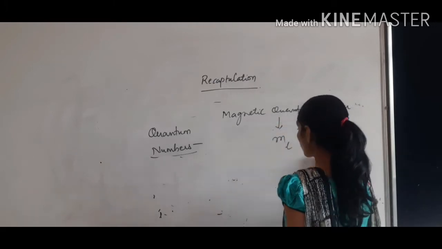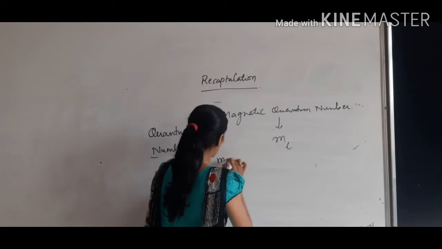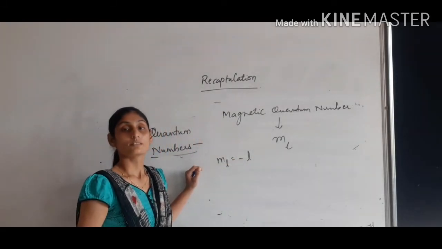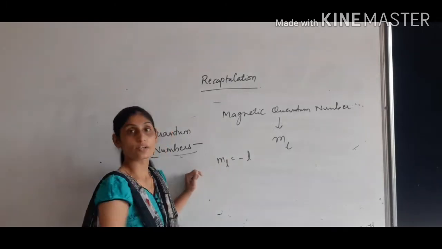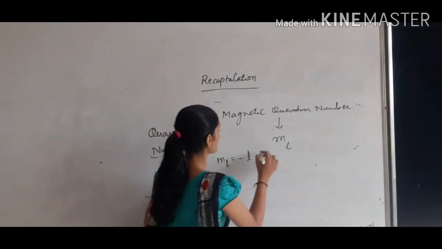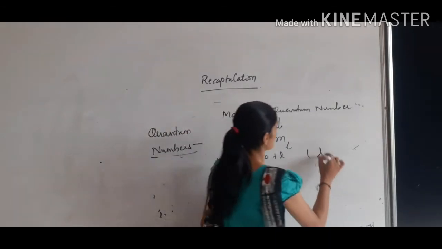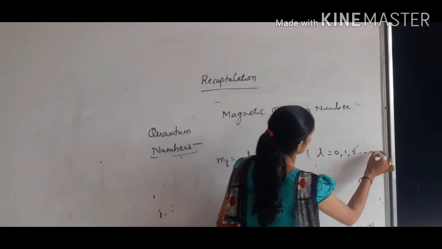Now, when we talk about the value of ml, it is found by the formula minus l to plus l. Now I know that l always starts with 0, 1, 2, 3 and so on.